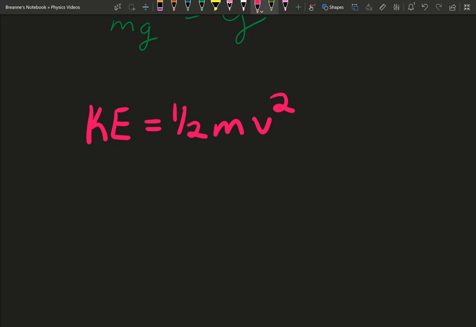So again, that means we need to get velocity by itself. And honestly, it's just velocity by itself. We don't want that squared. We just want the velocity. So let's focus on getting the v squared by itself. So what's the opposite of 1/2?